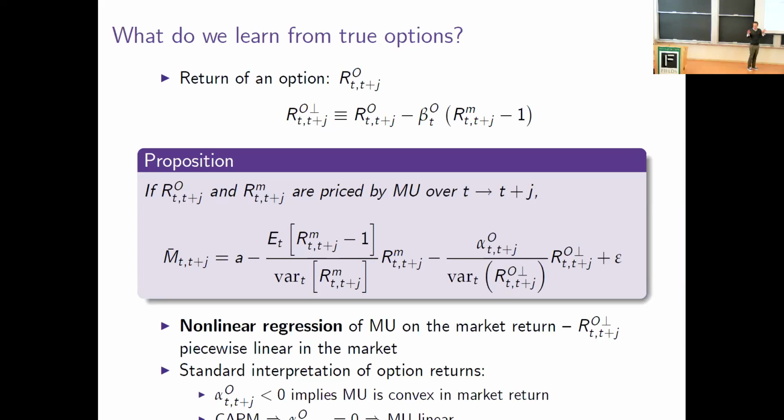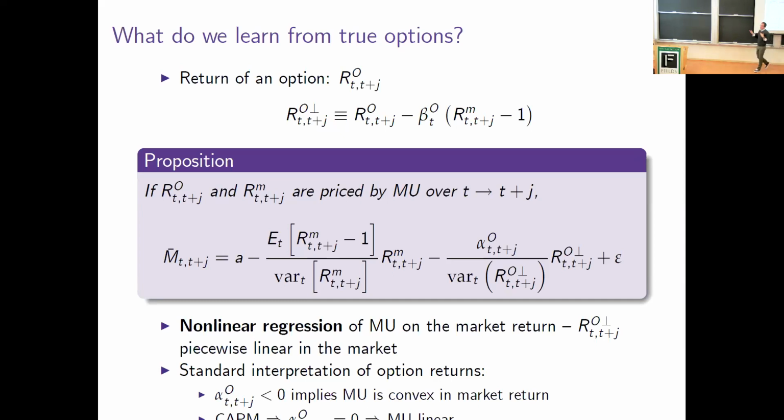There's no delta hedging here. There's no structure to this. You can always do this, and I get this orthogonal part of the return. If it is the case that the option is priced by marginal utility and the market is priced by marginal utility over this horizon, t to t plus j, then what I get is really a regression of marginal utility on the market, where the slope is going to depend on the average return on the market, and on this nonlinear function of the market return. An option is just a convex payoff in the market, where the coefficient involves the alpha on the option.